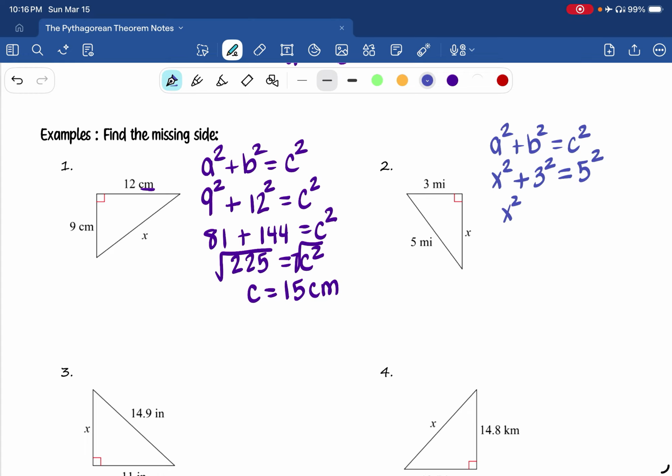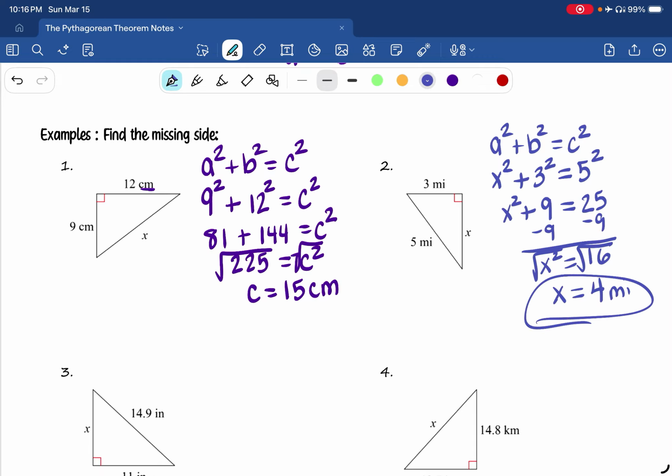So X squared plus 3 squared is 9, 5 squared is 25, and now we have to get X by itself. We're going to subtract 9 from both sides. So X squared equals 25 minus 9, which is 16, and then I will square root both sides to get rid of that square. And so X is going to equal the square root of 16, which is 4. And there you have it. And the units are miles, so we're going to put miles right here. Okay, so that is the length of that leg. Okay, let's do another example.